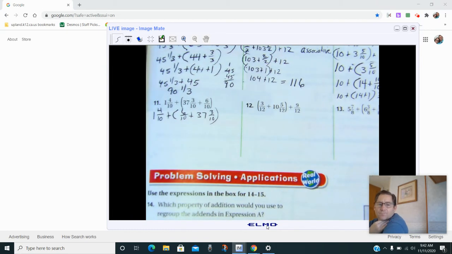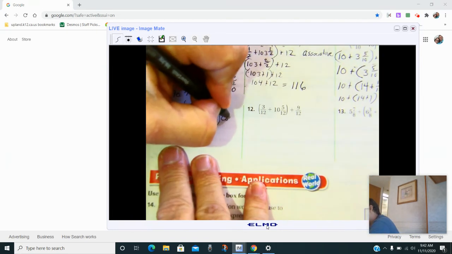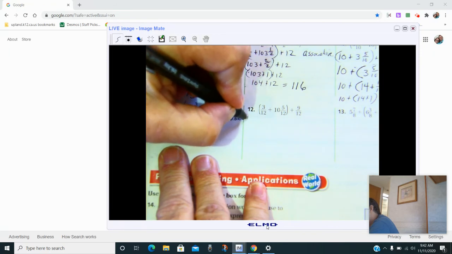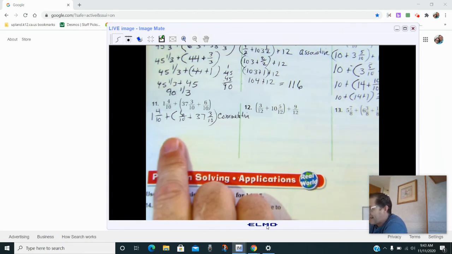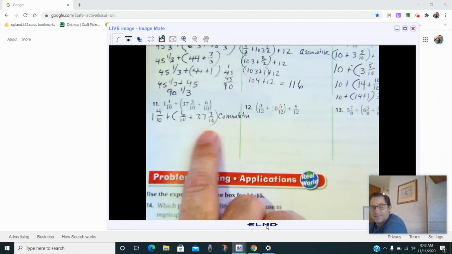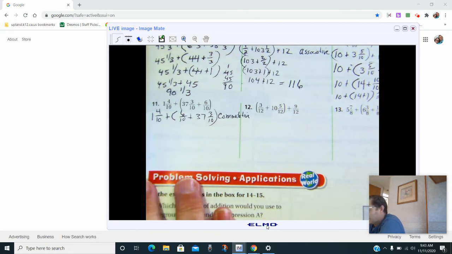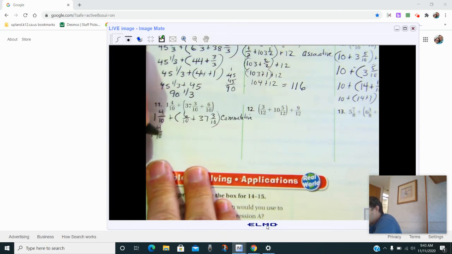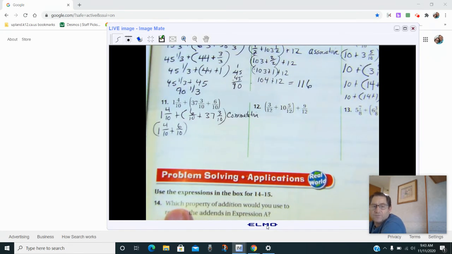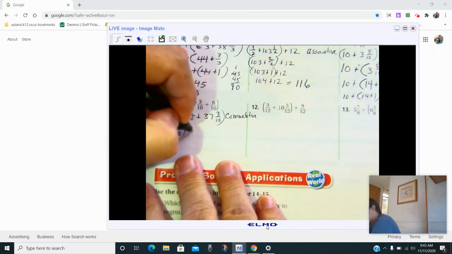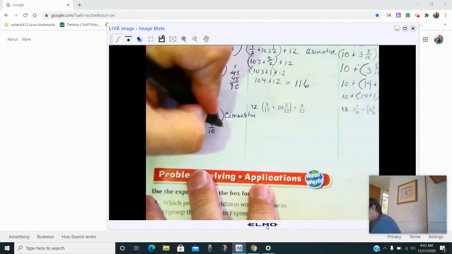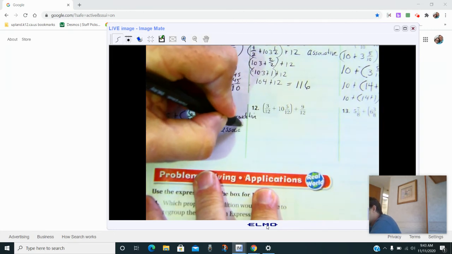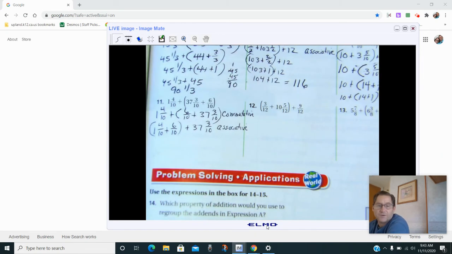All right. What allows us to do that? That's called the commutative property of addition. Now, technically, I still can't add those two together because the parentheses say you have to do those first. So I want to regroup those. I want to group that like that so that the 6/10 is with the 4/10. So now 37 and 3/10 is on the outside of the parentheses. The property that allows us to group addends differently is the associative property again.